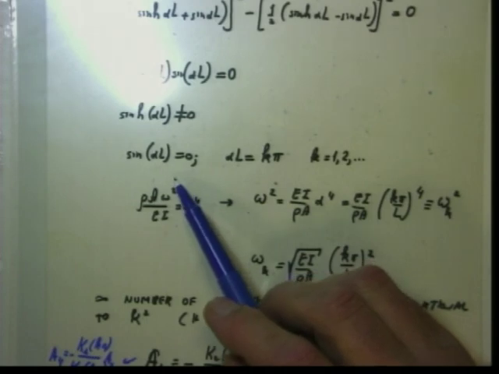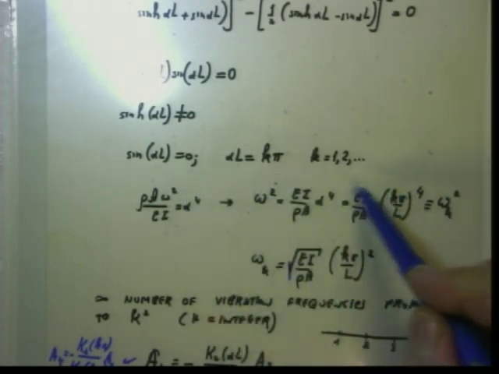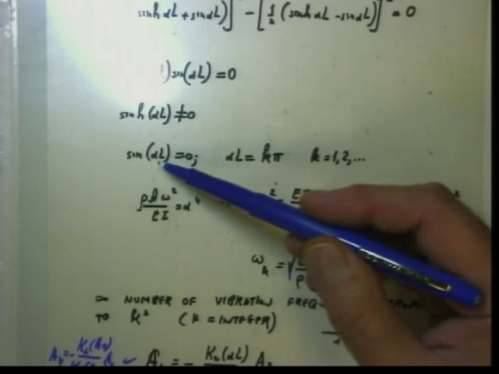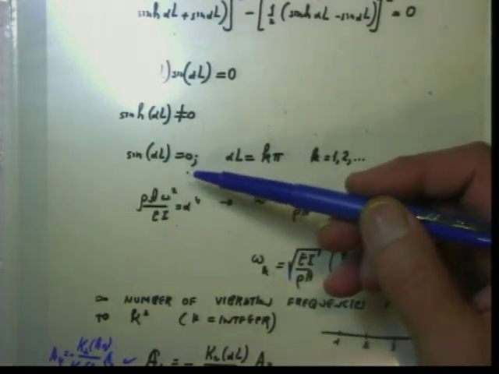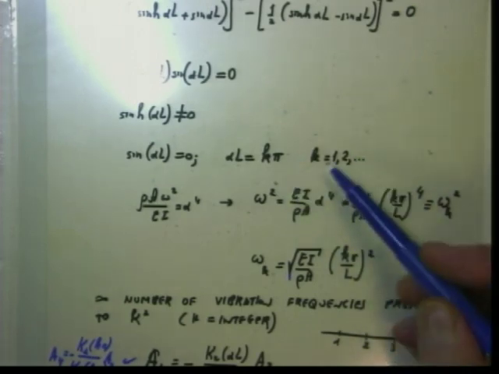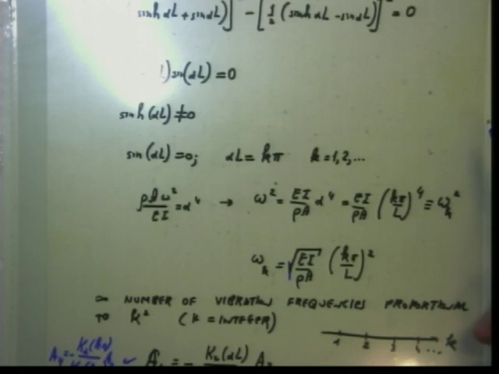Now sine alpha L equals 0 under several cases. First of all, alpha L equals k times pi. In order for sine to equal 0, the argument should be proportional to pi. This k equals 1, 2, 3, 4, etc.